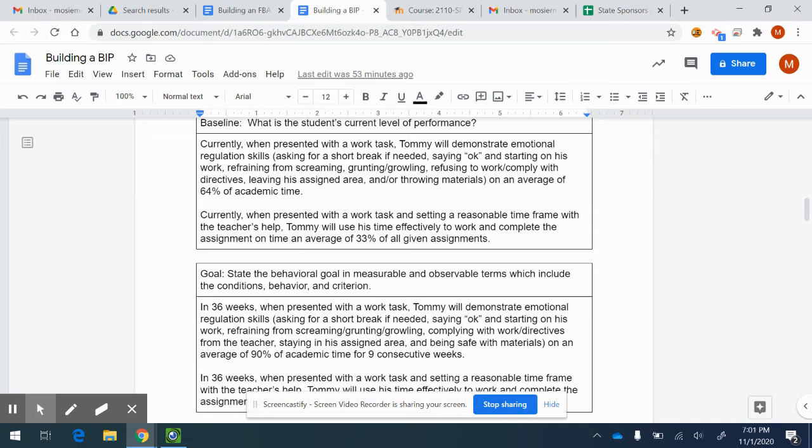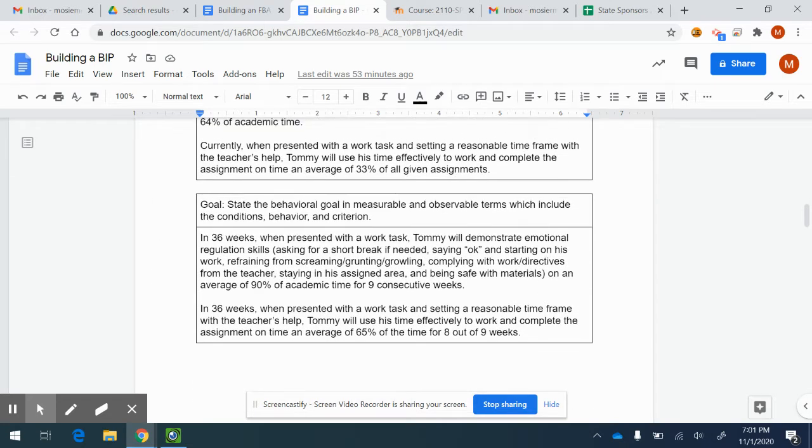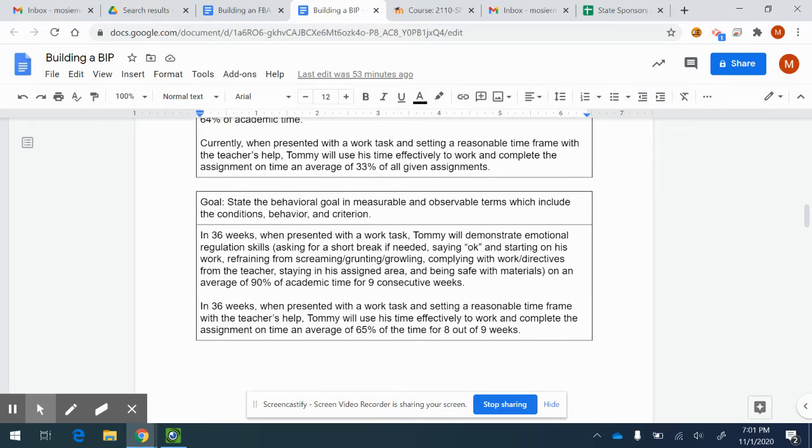So since I've talked about this in the positive, it was easy for me to write this into a goal. So the goals that we are writing for this behavior intervention plan, again, I have two baselines. So I've written two goals. So I measured these in 36 weeks, so during a full school year's time. When presented with a work task, there's my condition. Tommy will demonstrate emotional regulation skills.